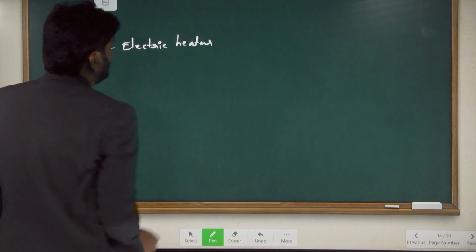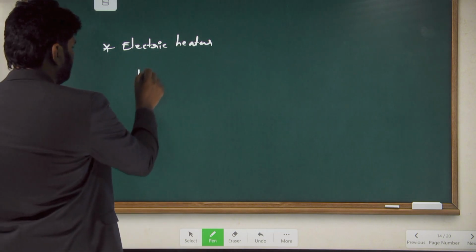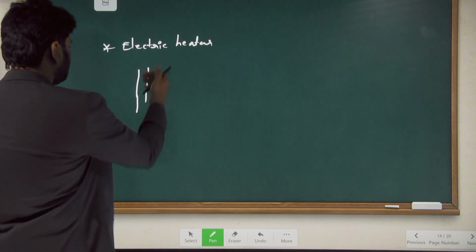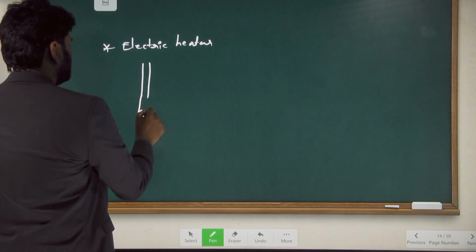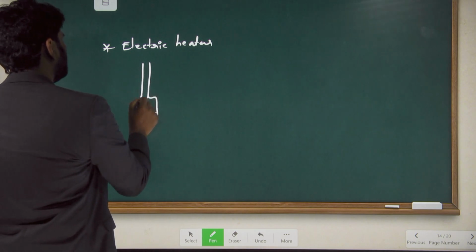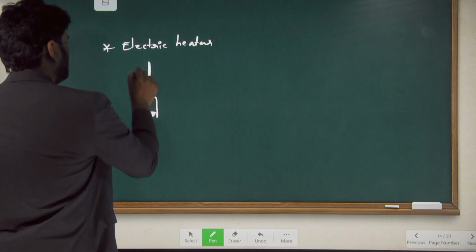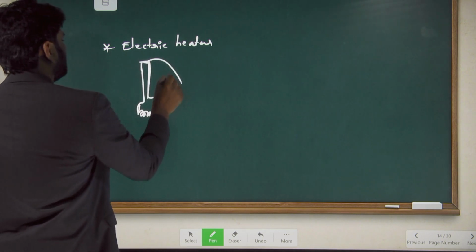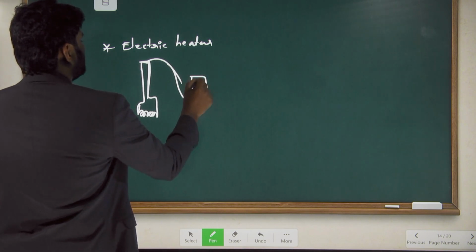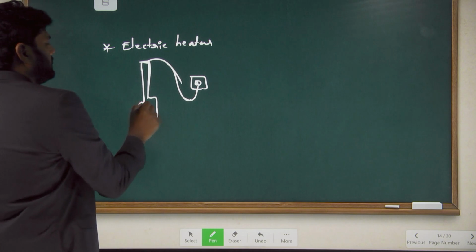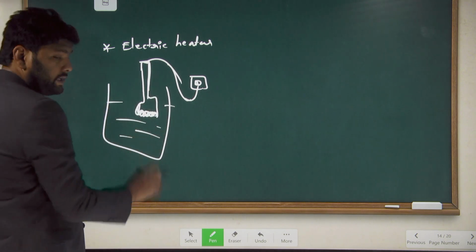So generally, an electric heater appears like this. You might have seen this kind of heater. This is the way the heater is normally present. It is connected to a wire and kept in the socket. This is the connection. Now you keep this in water, and that way the water gets boiled.